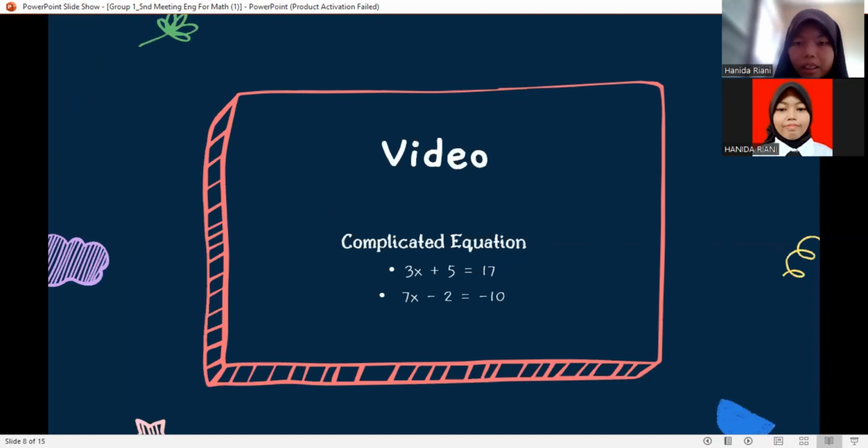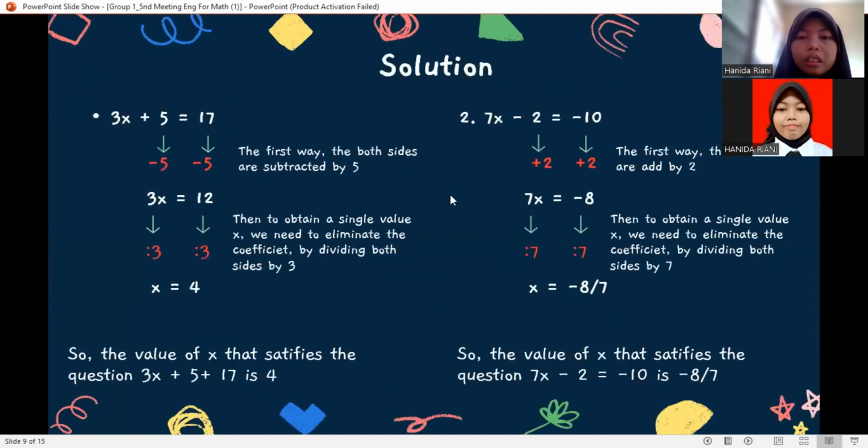Video, complication equation. 3x plus 5 equals 17. 7x minus 2 equals minus 10. This is the solution for number 2. 7x minus 2 equals minus 10.